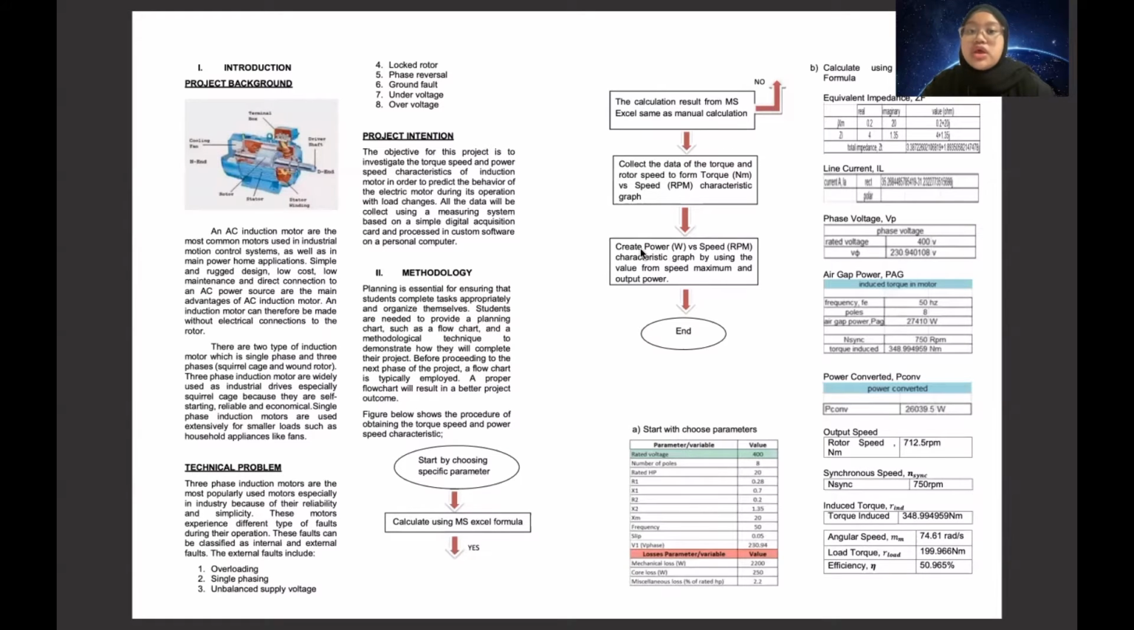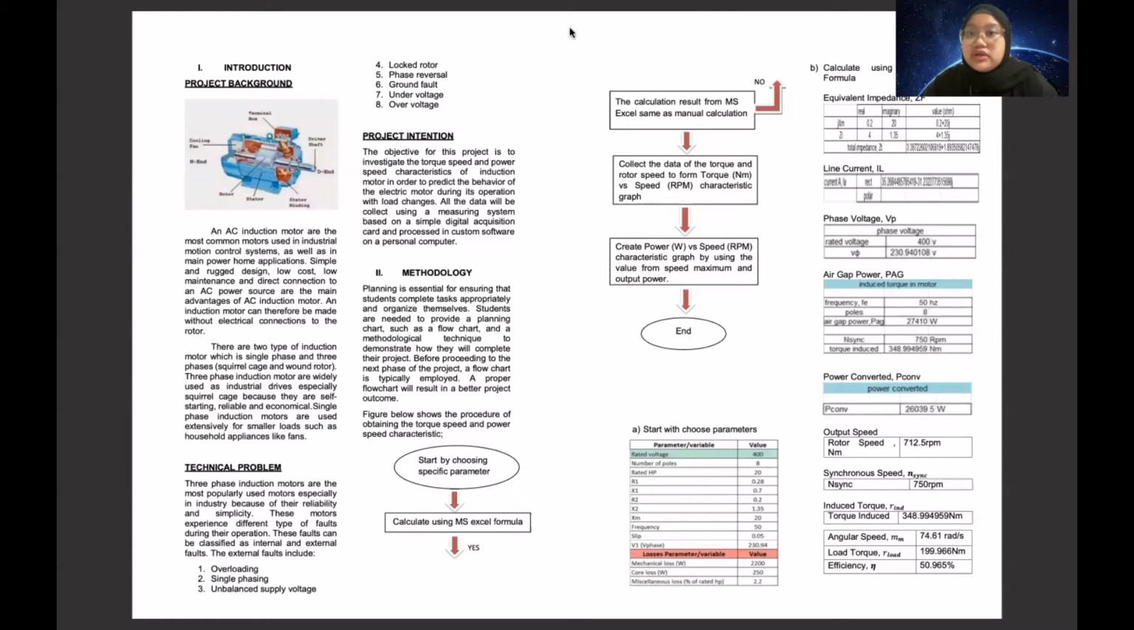Later I will show. Create the power-speed characteristic graph by using the values from the maximum speed and output power. So in this calculation, we already calculate the maximum speed and the output power, so at the end we can get the correct value.